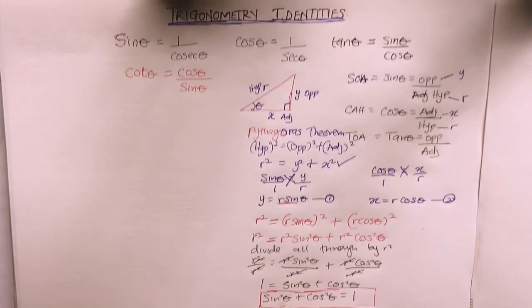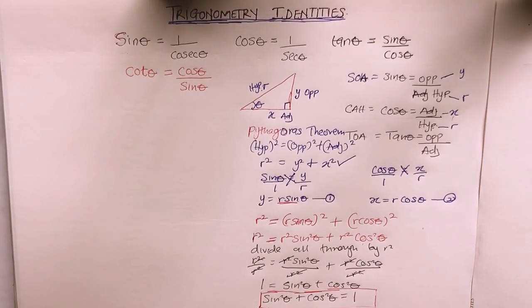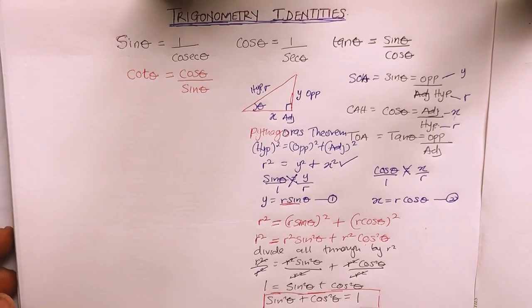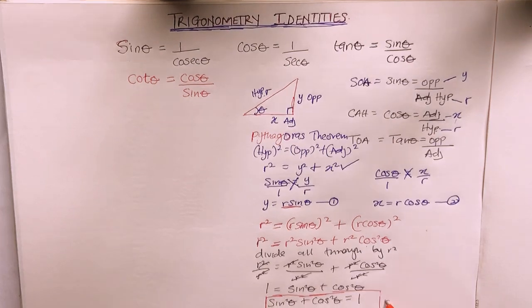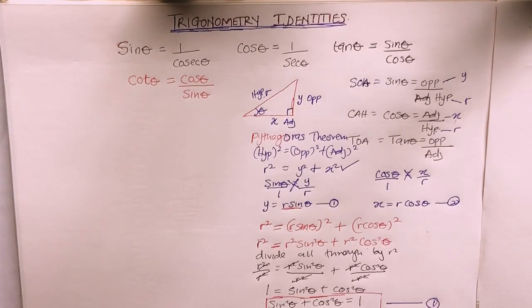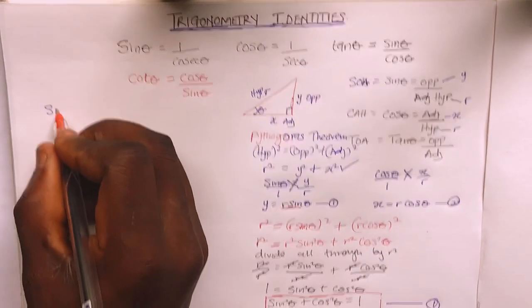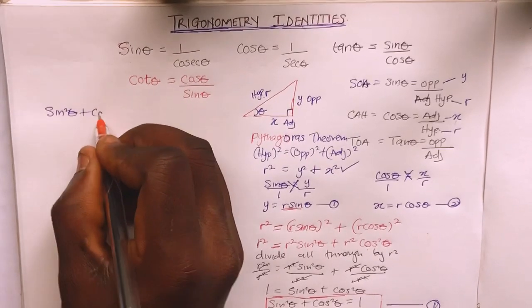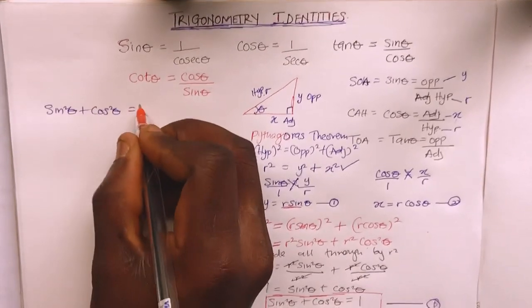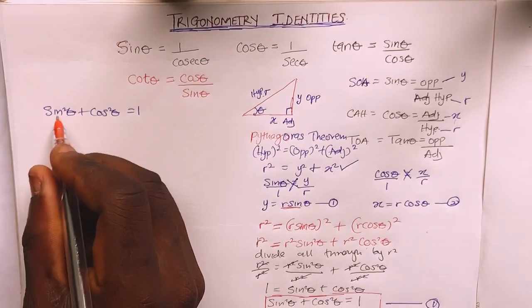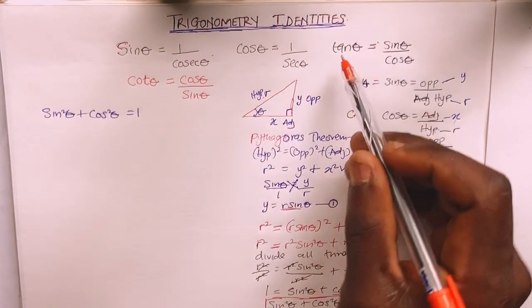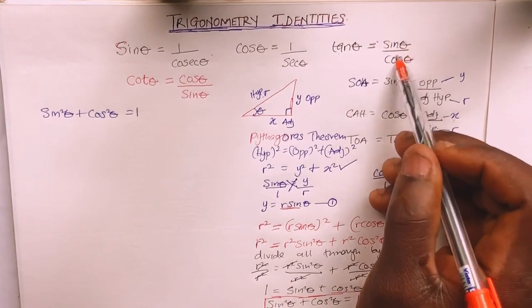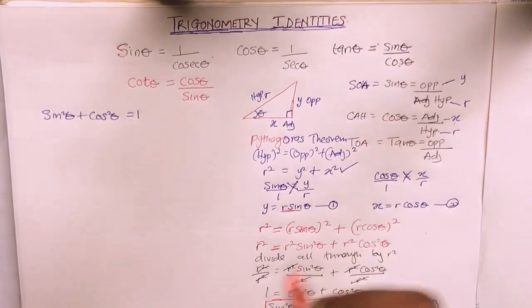Just know sine square theta plus cos square theta equals to 1. Then let's move to the next one. Using this sine square theta plus cos square theta, if I record this was my first identity, I'm going to have sine square theta plus cos square theta equals to 1, right? But if you look at this, I can just choose from my basic identities, I'm having tan theta equals to sine theta over cos theta.